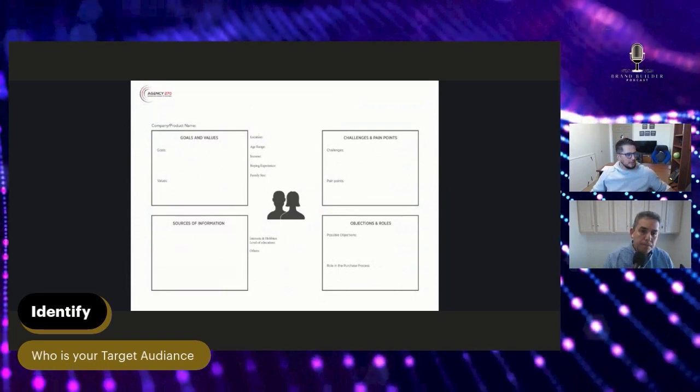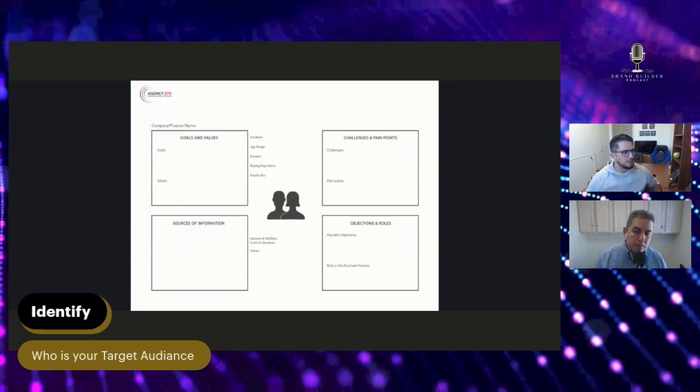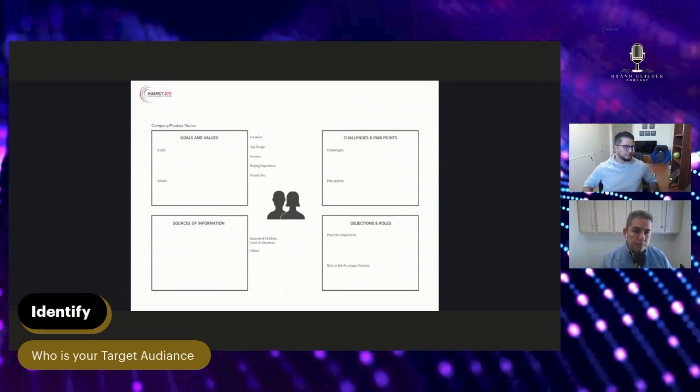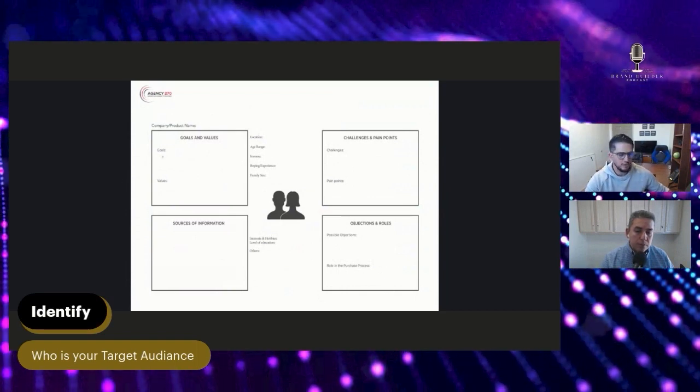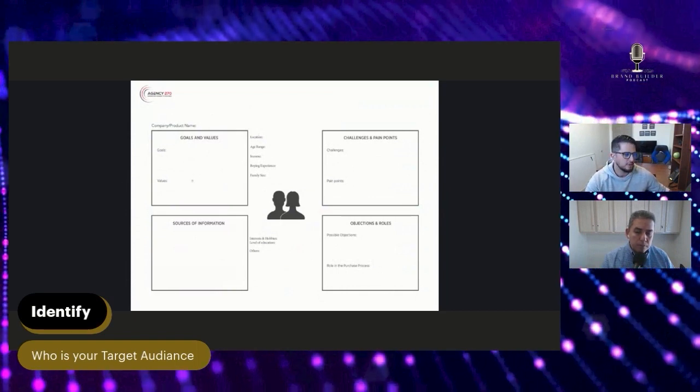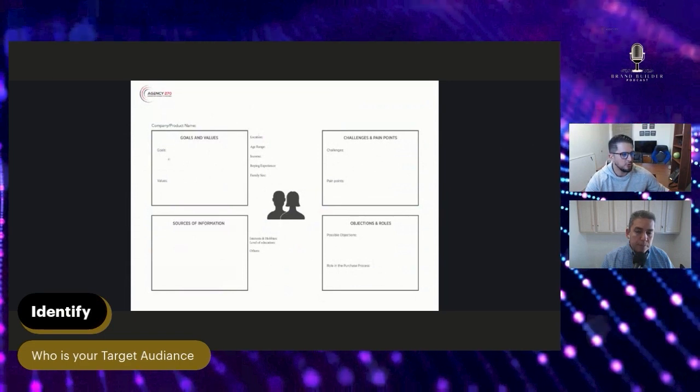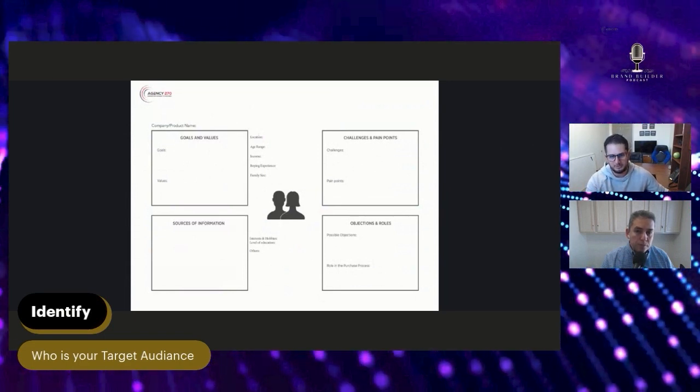Right. Absolutely. Cool. Well, let's go on to the next item, goals and values. Some of the things you want to look for here are what goals they are trying to achieve and what their values are. For an example, we're going to keep using Robert as an example.